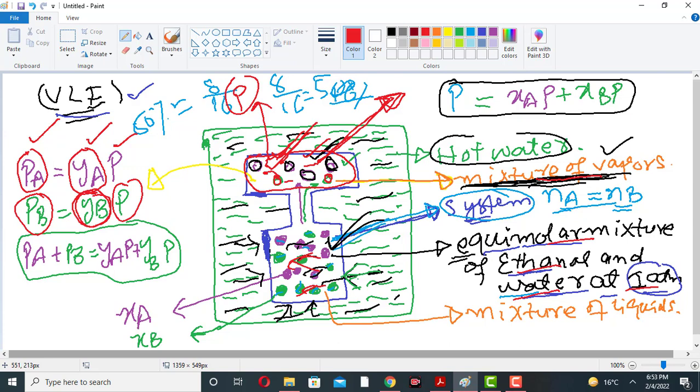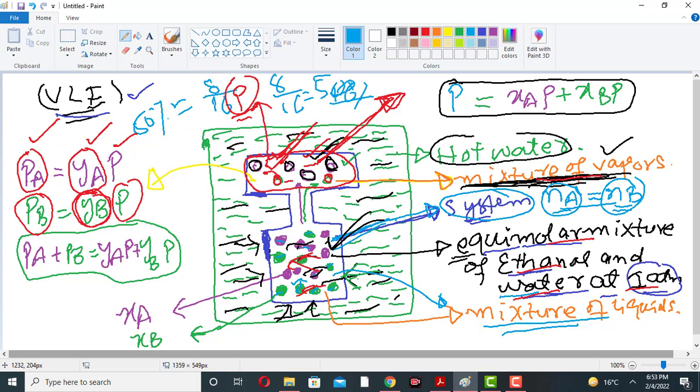So the total pressure of the vapor mixture is P. Similarly, what will be the composition of ethanol and water in the liquid mixture? This is the mixture of liquid in which the number of moles of ethanol is equal to the number of moles of water.